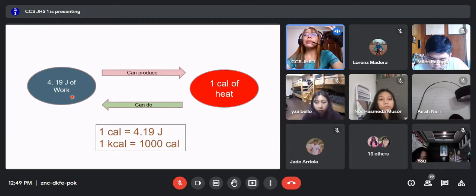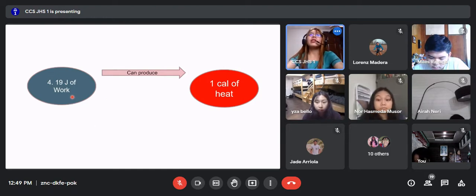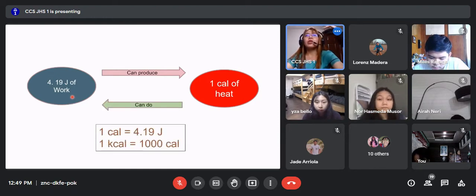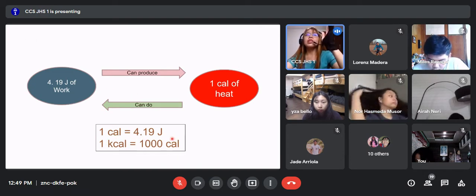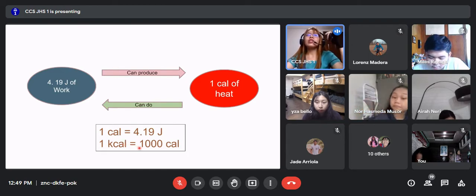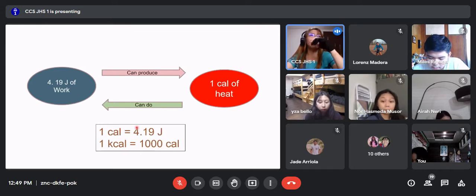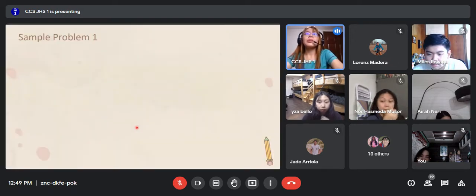So later, I'll show a problem in which you will convert calorie to joule. So that's the purpose of the mechanical equivalent of heat. This is used to convert calorie to joule or joule to calorie. So don't forget, 1 calorie is equal to 4.19 joule, and 1 kcal is equivalent to 1,000 cal. These are the conversion factors for the mechanical equivalent of heat. Okay, so let's proceed to sample problem number 1.